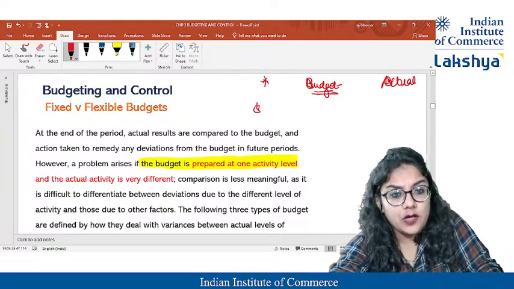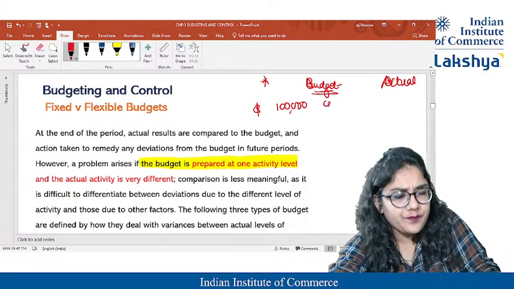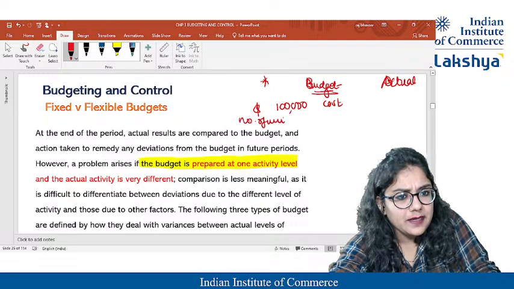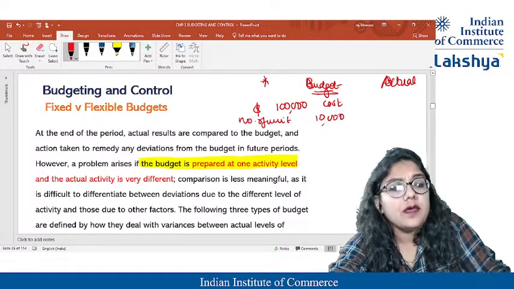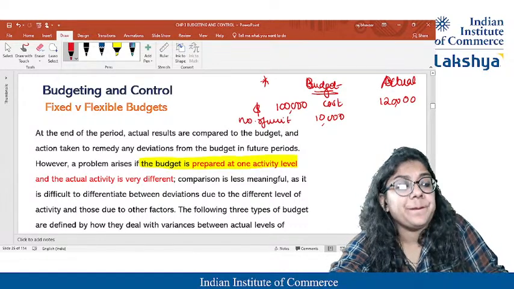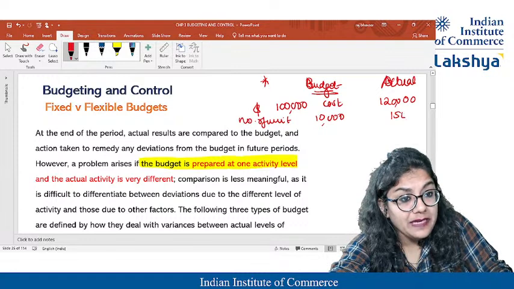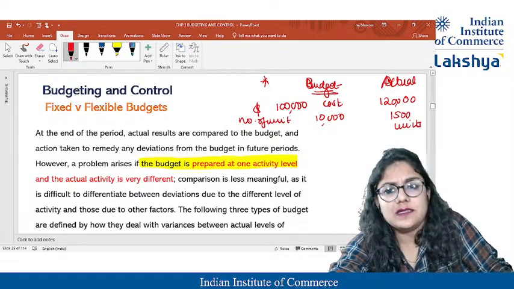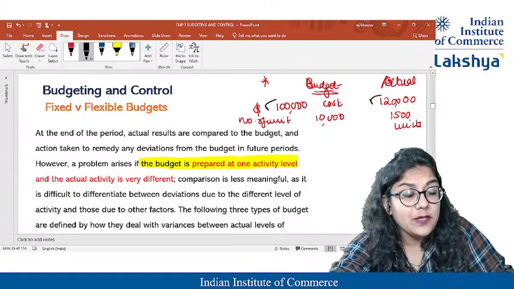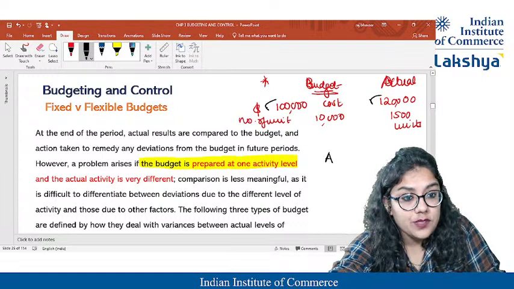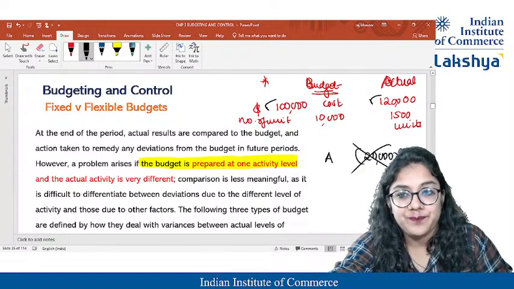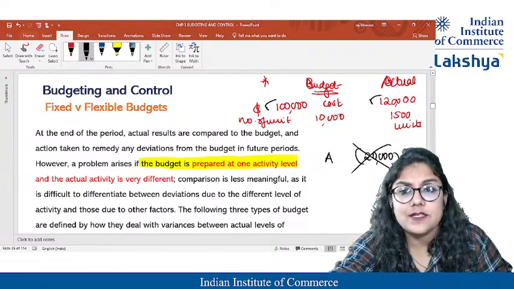Let's say I made a budget of $1 lakh as the cost, and I thought I could make 10,000 units. Actually, I incurred a cost of, let's say, 1 lakh 20, and I had produced, let's say, 1500 units. So if I just compare this, I will feel like, ma'am, your cost was 1 lakh, instead of that you incurred 1 lakh 20. It's an adverse cost, extra cost of 20K. But like this, we cannot do it because the budget is not fixed, right?